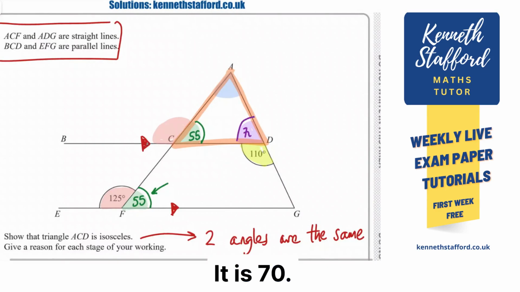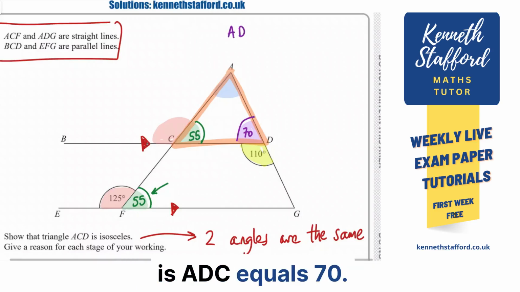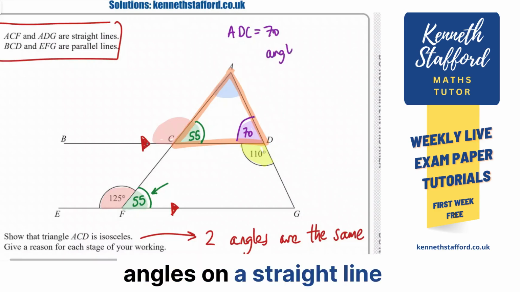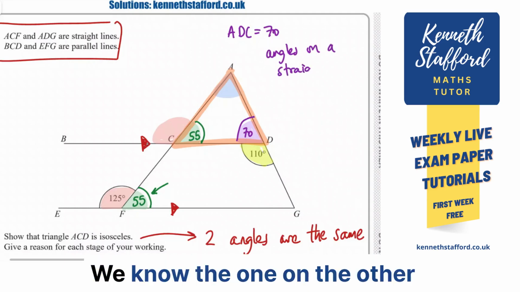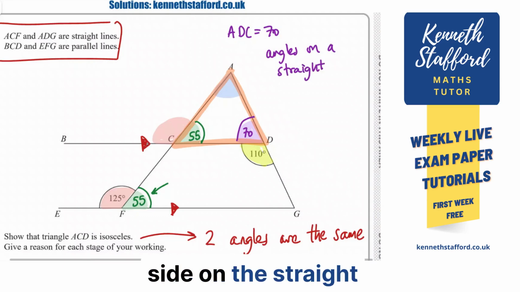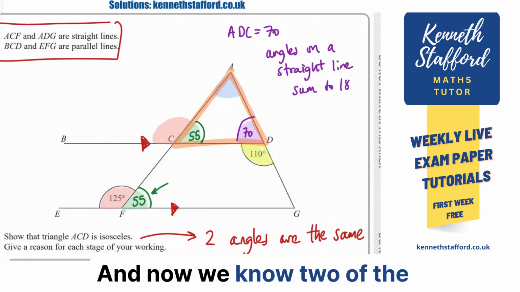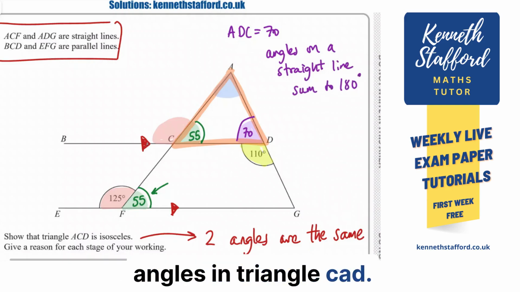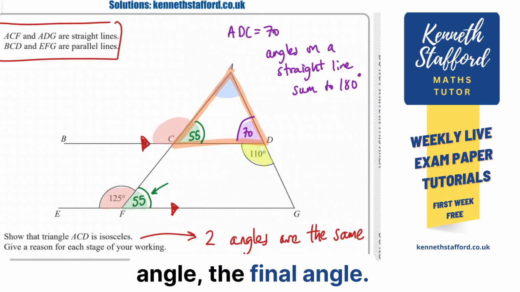It is 70. The reason we know this is ADC equals 70. Again, angles on a straight line sum to 180. We know the one on the other side on the straight line is 110. And now we know two of the angles in triangle CAD, so we can figure out this blue angle, the final angle.